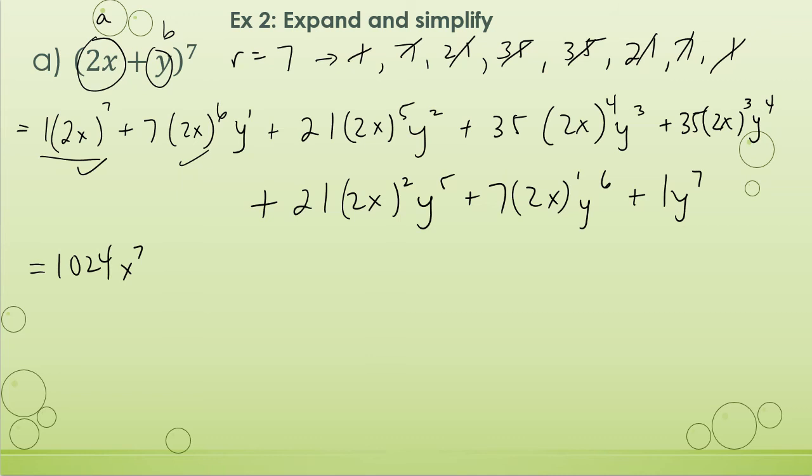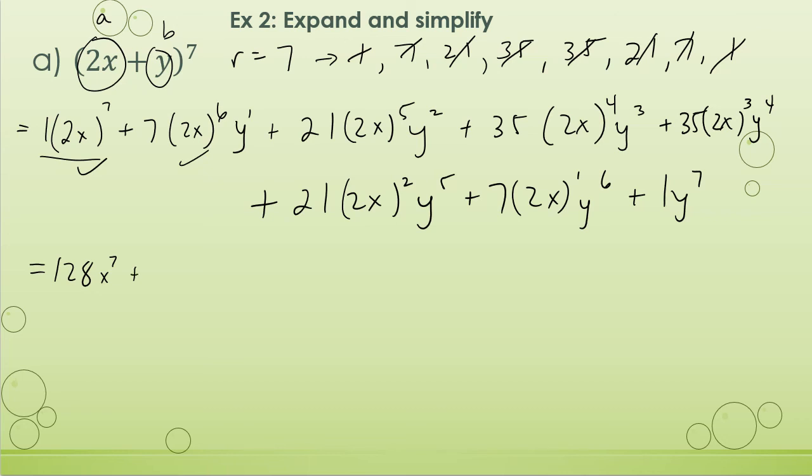The next term, 2 to the power of 6. Okay, so we're going to do 2 to the power of 6, which is... Hold on, I think we made a mistake here. We're going to go back for a second. Got ahead of myself. 2 to the power 7 is not 1024. It is 128 times 1. It is 128 x to the power of 7. Now we're on the right track.